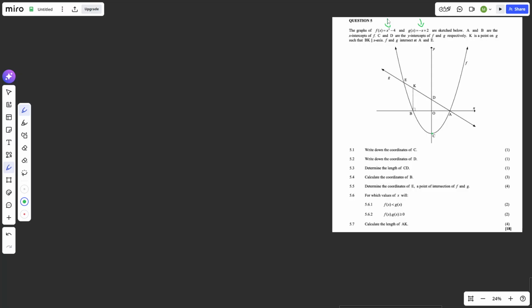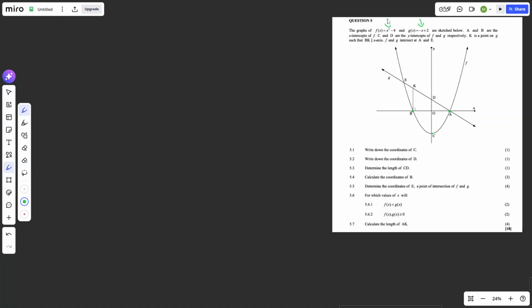And we are told that a and b are the intercepts of f. So we've got a this side and b this side. So these are the intercepts, right? The parabolic function cuts the x-axis at 2 points.